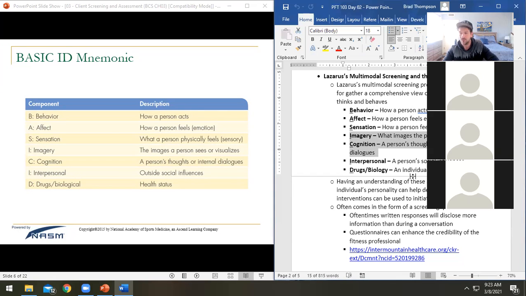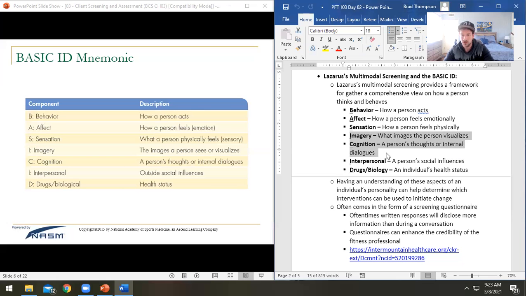Comments, I love the comment part. This is such a great class for discussion. But does everybody understand what the basic id is for? Yes, sir. All right.